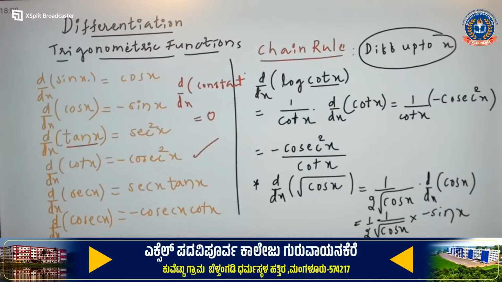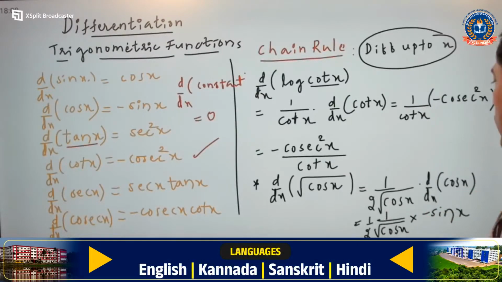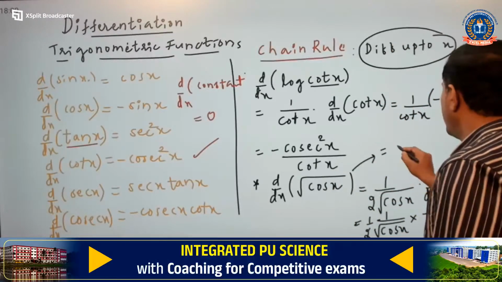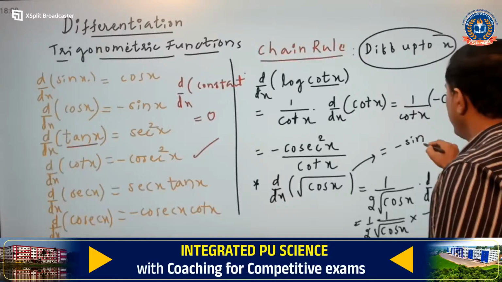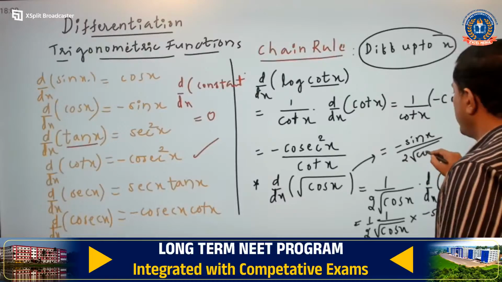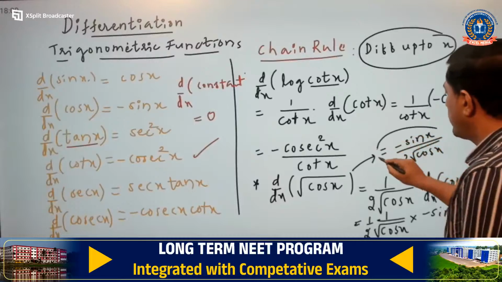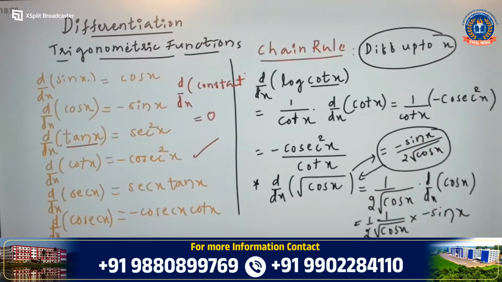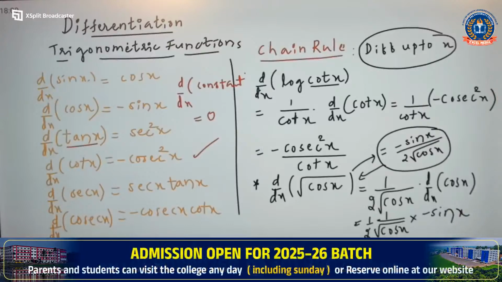Take the solution which is written on the board. I'll write the final solution here. The final answer is minus sin x divided by 2 root of cos x. This is the final answer for the question. Write it up.